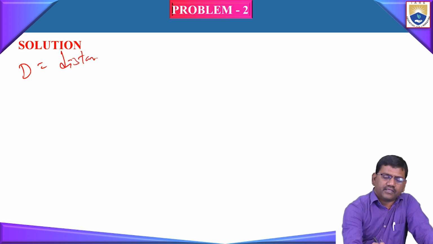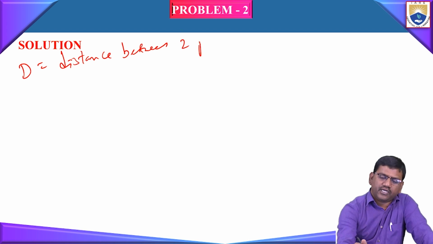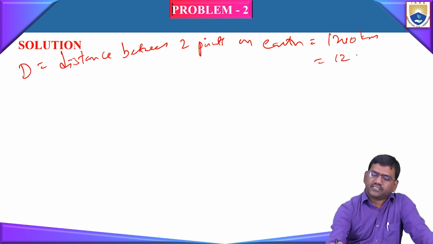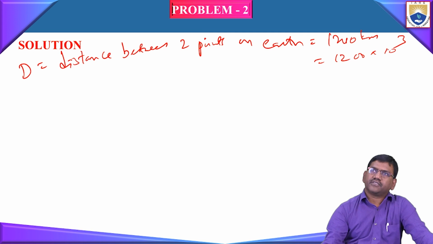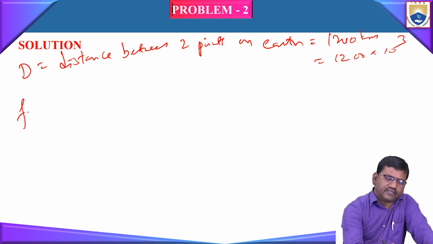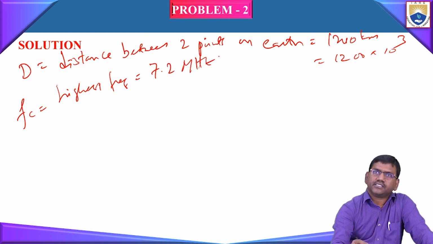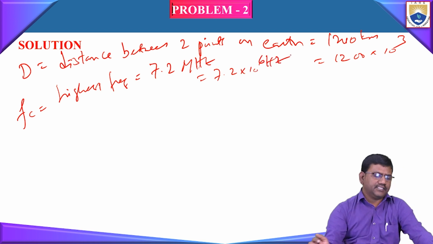The distance. D represents the distance between the 2 points on Earth. The distance between 2 points on Earth is given as 1200 kilometers. So this we can simplify as 1200 into 10 power 3. And similarly, FC, the highest frequency. The highest frequency is given as 7.2 megahertz. 7.2 megahertz we write as 7.2 into 10 power 6 hertz here.